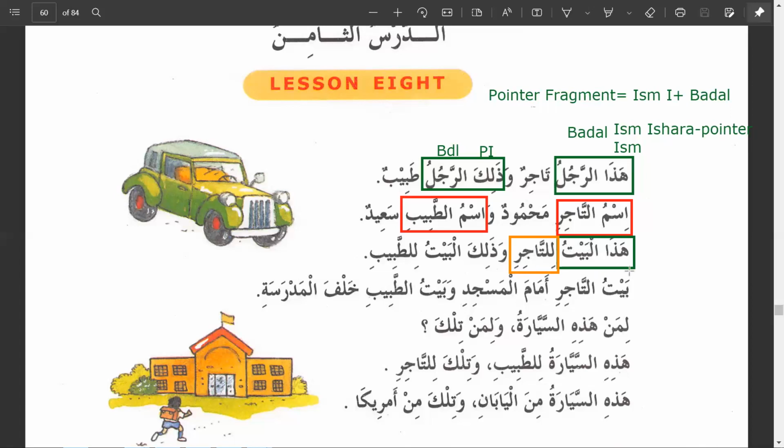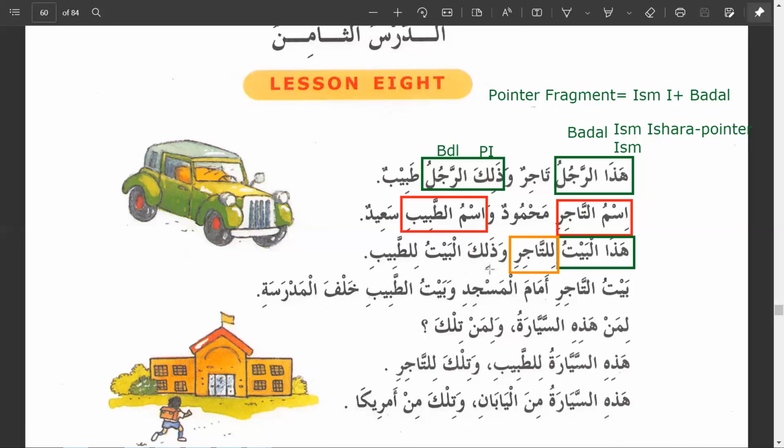Okay, now translate this sentence. Hadha al-baitu lit tajiri. This house is for the merchant. Yes, this house is for the merchant. This is the literal translation. When we go word by word, it's a literal translation. This house is for the merchant. But if this house is for the merchant, we can also say this is the merchant's house. Right? Merchant's house.